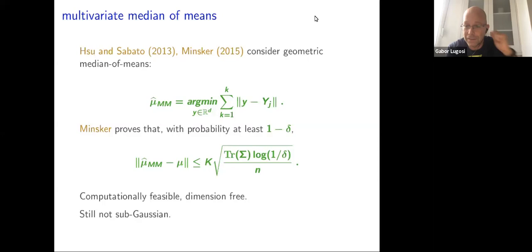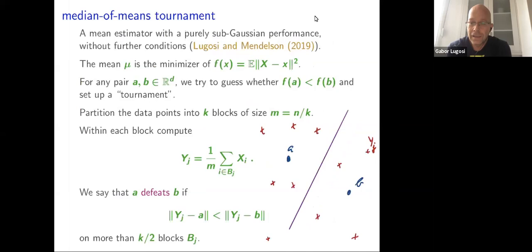So here's our proposal, and this comes from my paper with Shahar. It appeared a year ago, but it goes back a few years, and we called it the median of means tournament. This was the first estimator that was provably sub-Gaussian in the sense that I mentioned. So here's the idea. What's the mean? You can think about the mean as the minimizer of this function. That's one definition of the mean, and this is a nice convex function.